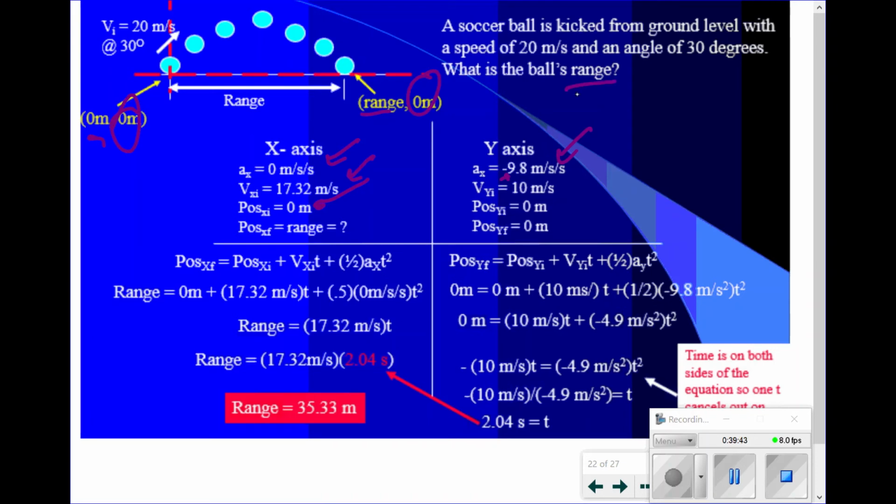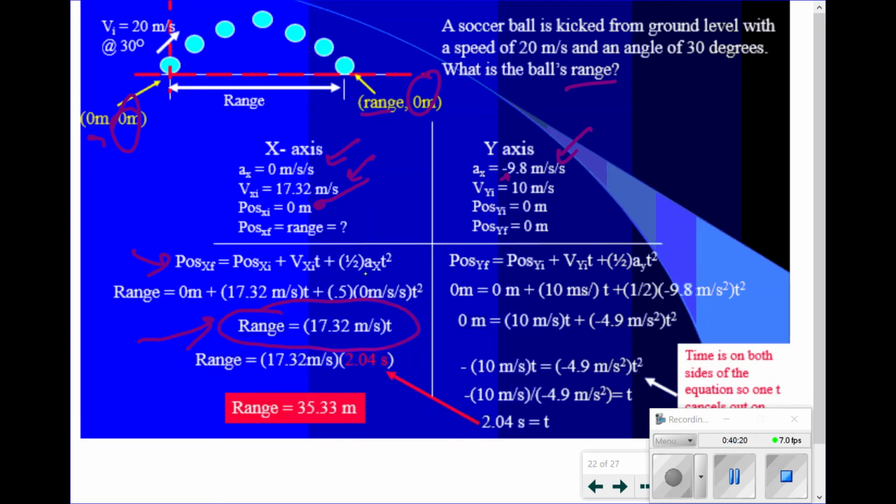And since I'm looking for range, which is a position, I'm going to use the position formula for the x-axis exactly like before. And again, I get the same setup as last time, where I have range is equal to my initial x velocity times time. And this is what you will always get for the x side of this setup, because the range will equal my x initial velocity times time, because there is no x acceleration. And just like before, I can't solve this because I do not know the time.